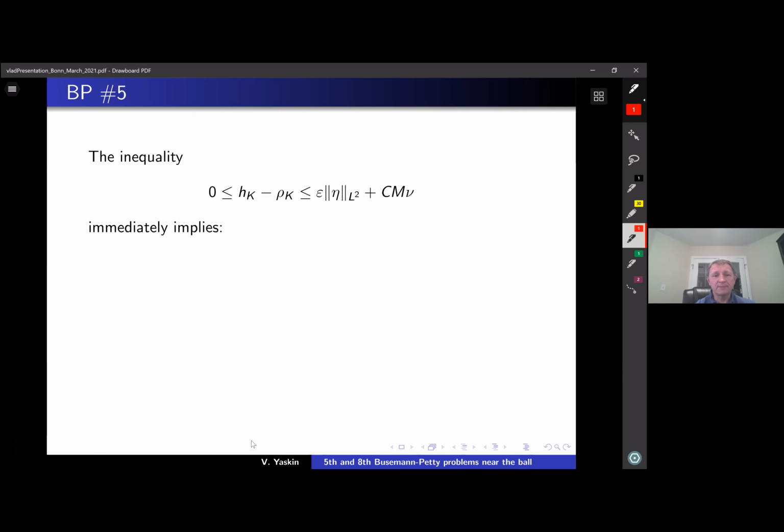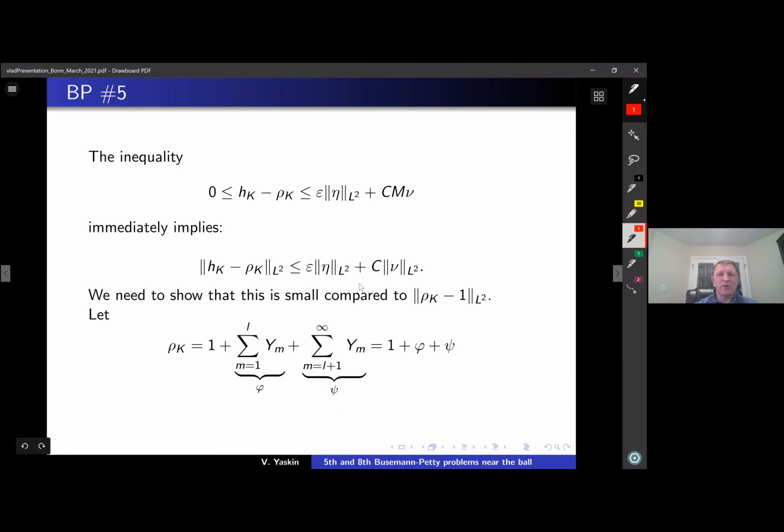So what does it give us? We have this inequality, right? As I promised, immediately, if you apply the L2 norm, you get this. And as I said, we can use the fact that this operator is bounded. We'll get this inequality, and we're almost done. So we showed that this difference is small, but the last step, we need to compare it to the L2 norm of rho k minus 1.